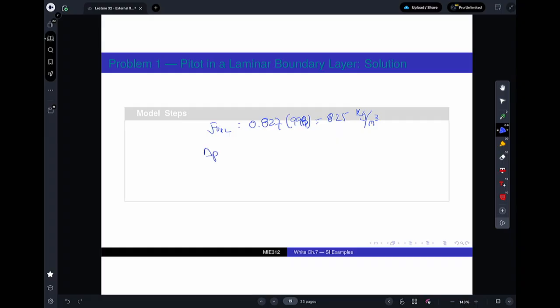Delta P is rho of the oil minus rho of air, times g times h, which is 825 minus 1.2, times 9.81 times 0.016, which is 129 pascals.